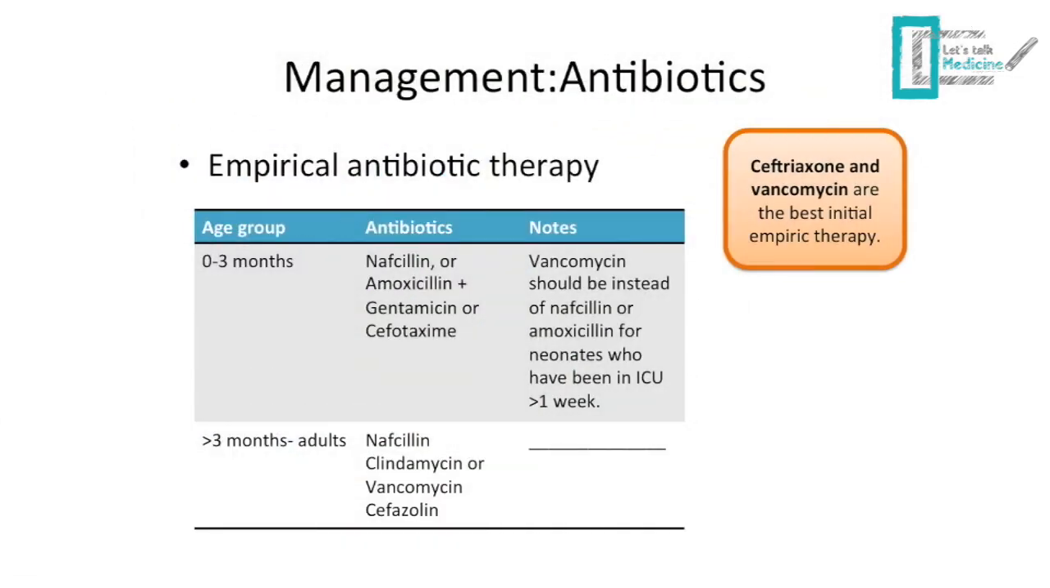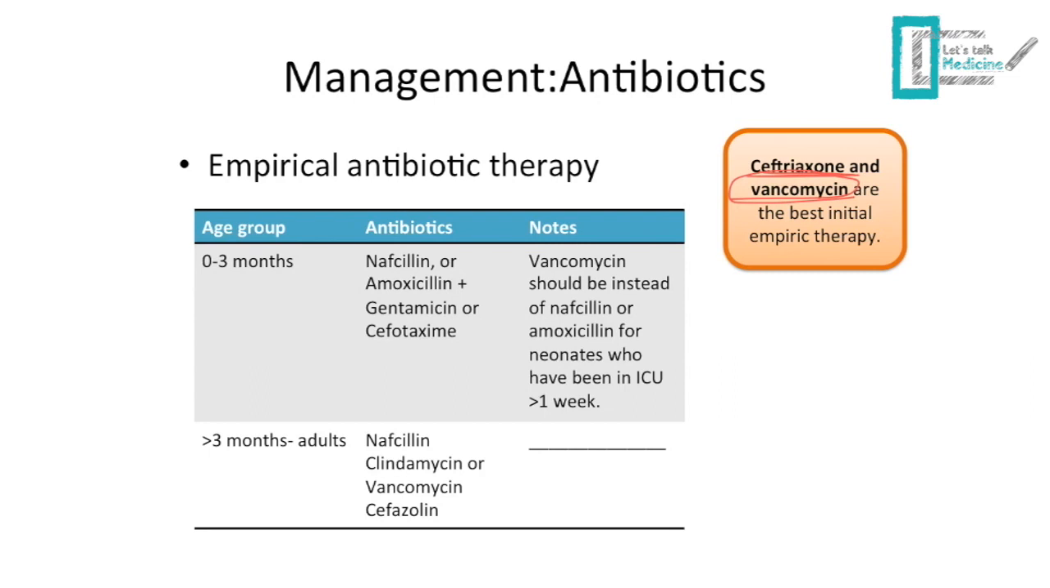Now for the antibiotics, as you know, we start empirically until the culture comes. So you do not wait for the culture results. You start with an empiric therapy, and the mainstay for the empiric therapy is usually starting with ceftriaxone to cover the gram-negative and the gram-positive, and to cover the MRSA, we usually add vancomycin. They are the best initial empiric therapy in septic arthritis. So this is a general rule.